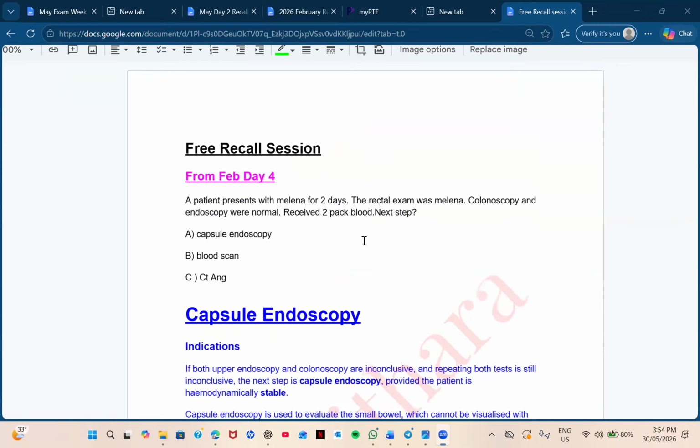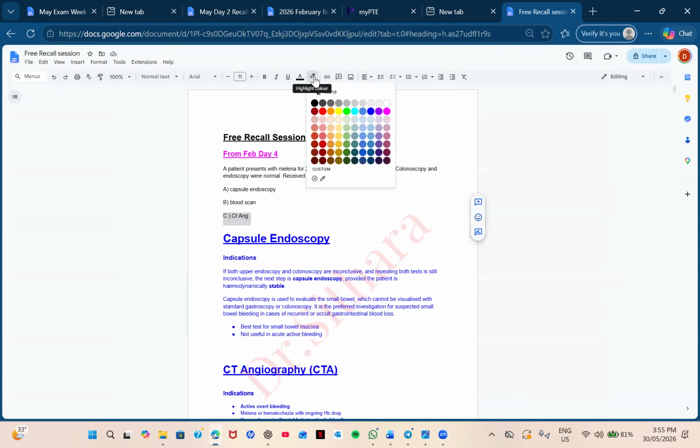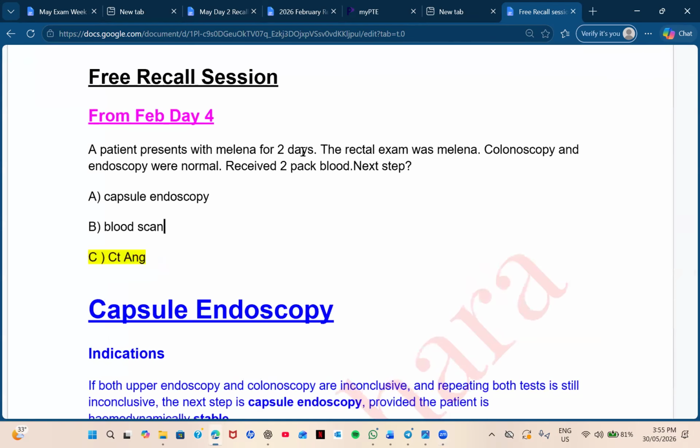That is why the patient received 2 packs of blood. Right. This seems like the emergency first question. In that case, what can you go with? You can go with CT angiography. So the thing is not the answer. You need to understand the theory behind it, right? Anyone can think like that: okay, patient is unstable, go with the CT. No, that is not the theory, right?